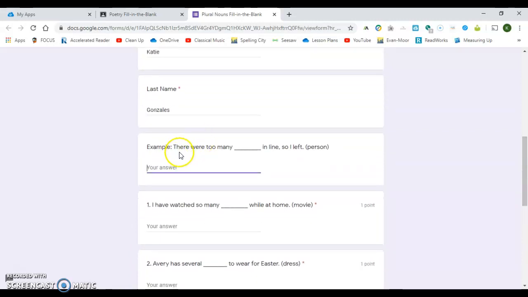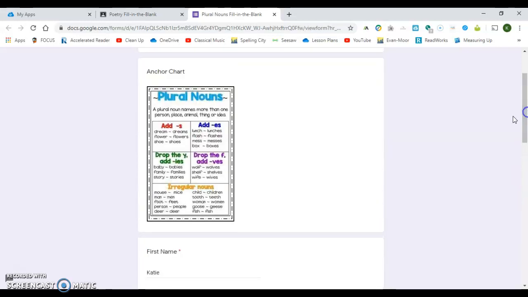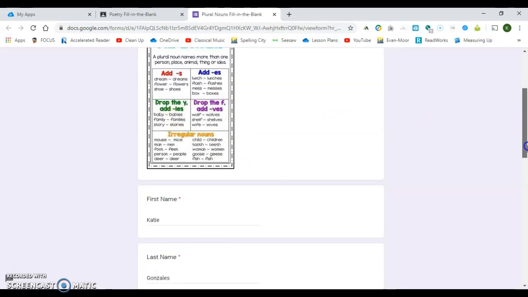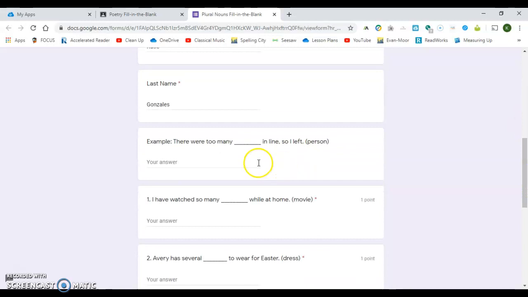All right, so here's the example. I'm going to show you how to answer this. There were too many blank in line, so I left. All right, well, here's my singular noun, person. Okay, I need to make that plural. So I can go up here and I can look on my anchor chart to see person. Oh, right, that's right. It becomes people. Okay, so I'm going to type in my answer.